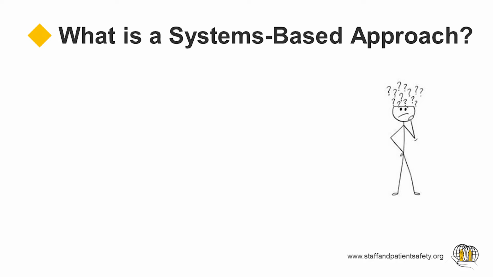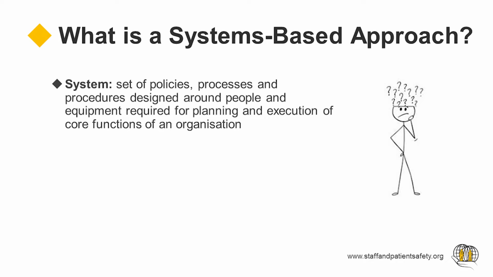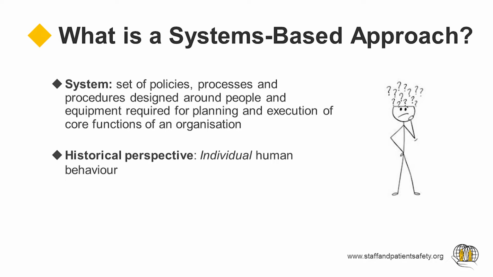We start by defining what we are looking at. A system is a set of policies, processes, and procedures designed around people and equipment required for planning and execution of core functions of an organization. Historically, when an adverse event occurred, the tendency was to look for the most obvious explanation of what and why it happened. In most cases, individual human error was identified as the cause, primarily because it was easy to identify and appeared to be easy to fix.